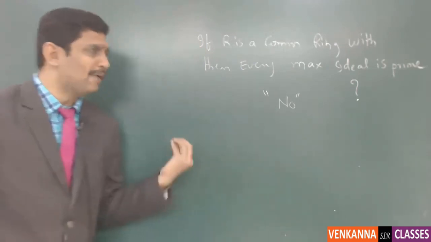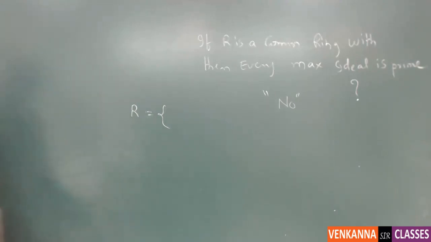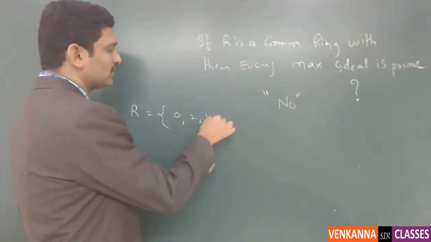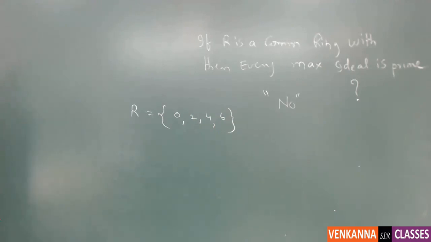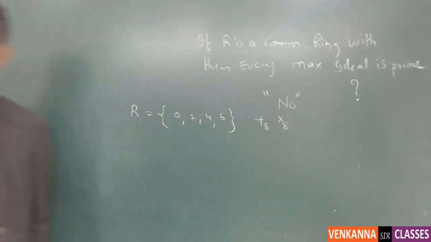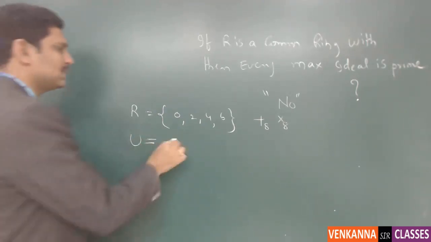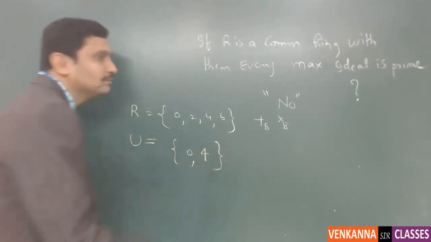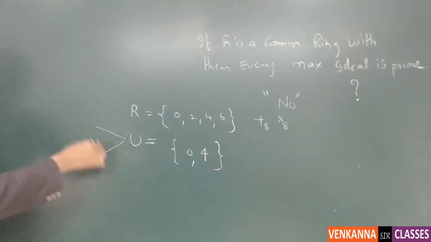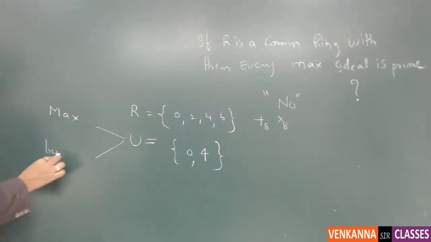So that very example, I am going to write it now. So please take a note of this. I take the ring as 0, 2, 4, 6, and hence the operation is modulo 8. Addition modulo 8, multiplication modulo 8. And I take the ideal, say U. The ideal U, as simply, I will take 0, 4. Now what happens, if you check for the properties of this ideal, it is a maximal ideal but not a prime ideal.